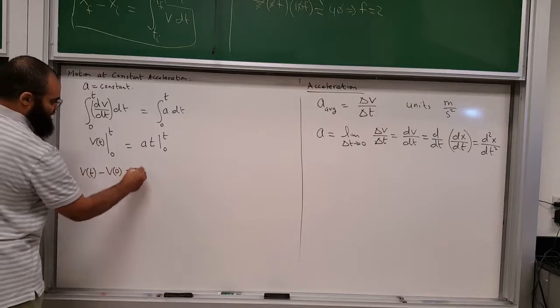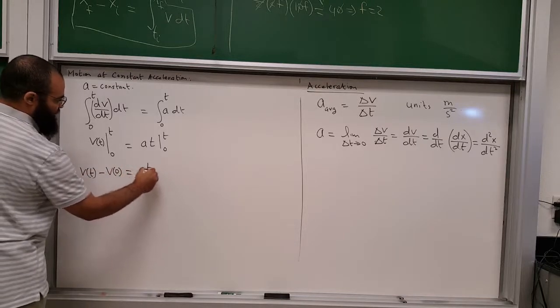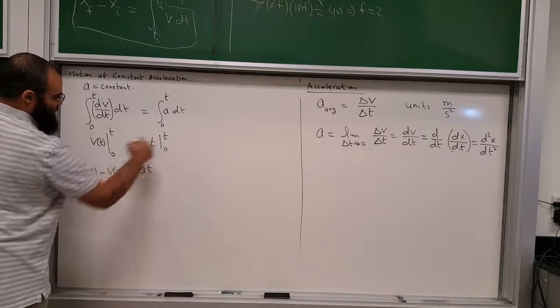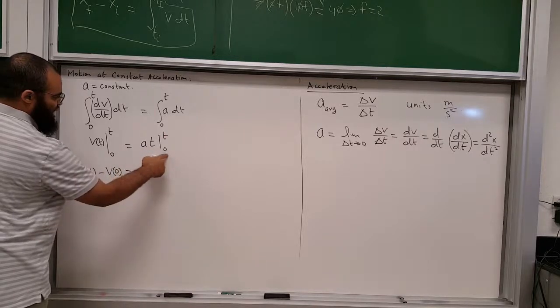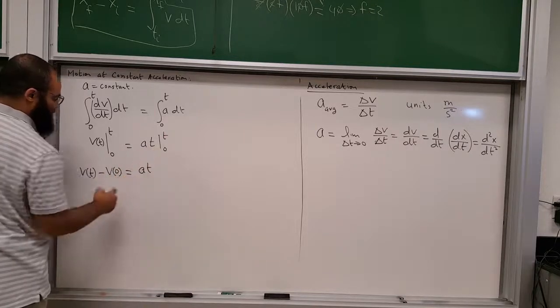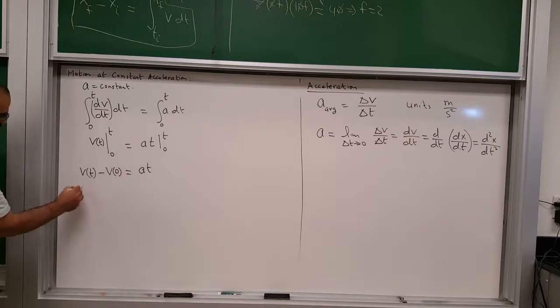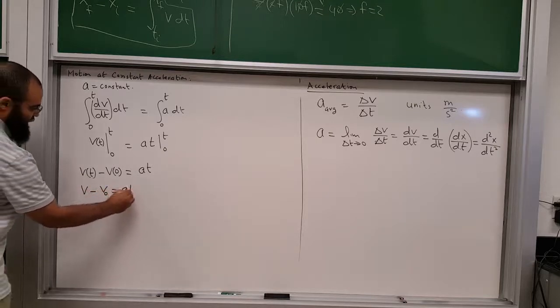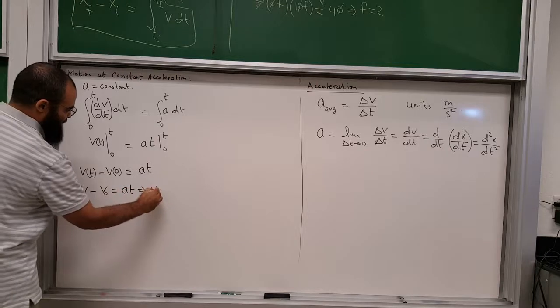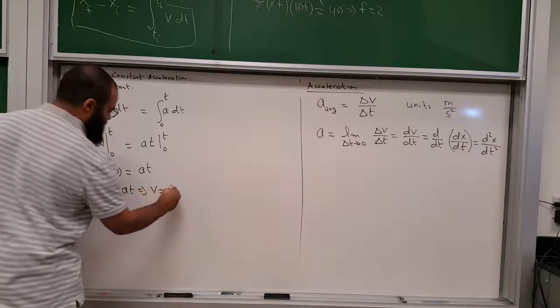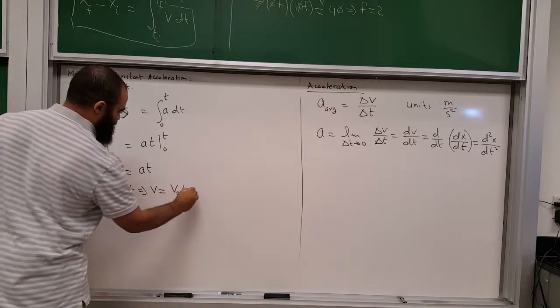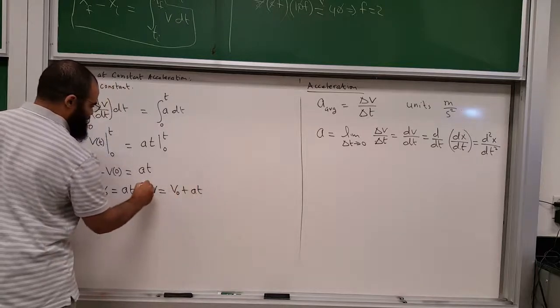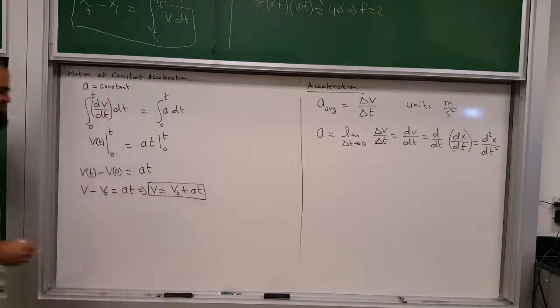And this will be the acceleration times t minus at evaluated at 0, that's 0. So you just get this. So this becomes the velocity. I'll drop this, this is just v, and then v at 0, just call it v initial, equals at, and so the velocity as a function of time is v initial plus the acceleration times time. So that's one equation. I'm going to box it.